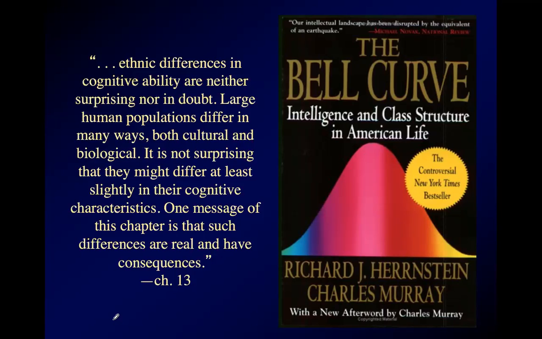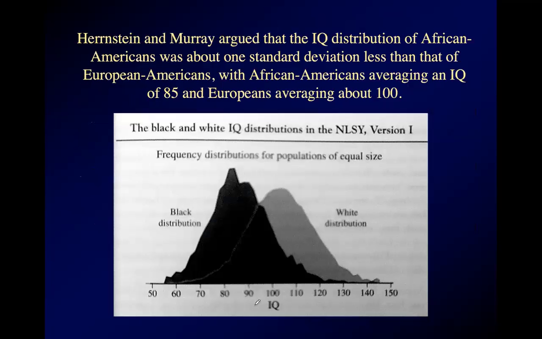What they argued was that bell curve looks different for different racial and ethnic groups. Boom. There's a quote: "Ethnic differences in cognitive ability are neither surprising nor in doubt. Large human populations differ in many ways, both cultural and biological. It is not surprising that they might differ at least slightly in their cognitive characteristics. Intelligence. One message of this chapter is that such differences are real and have consequences." So there is one of their graphs.